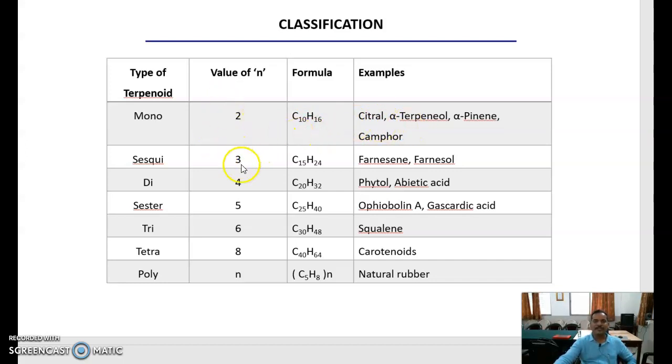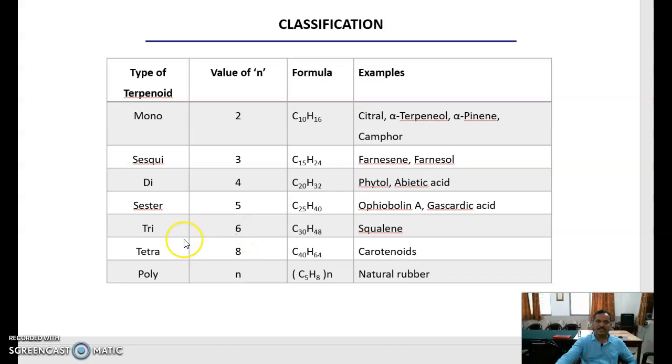Similarly, if the value of n is 3, then that type of terpenoid is known as a sesquiterpenoid. Its formula will become C15H24. The famous examples of sesquiterpenoids are farnesene and farnesol. Similarly, if the value of n is 4, then the type of terpenoid will become a diterpenoid and its formula will become C20H32. The examples are phytol and abietic acid. If the value of n is 5, then the type of terpenoid is a sesterterpenoid and the formula will become C25H40. The examples are Ophiobolin A and ascorbic acid.